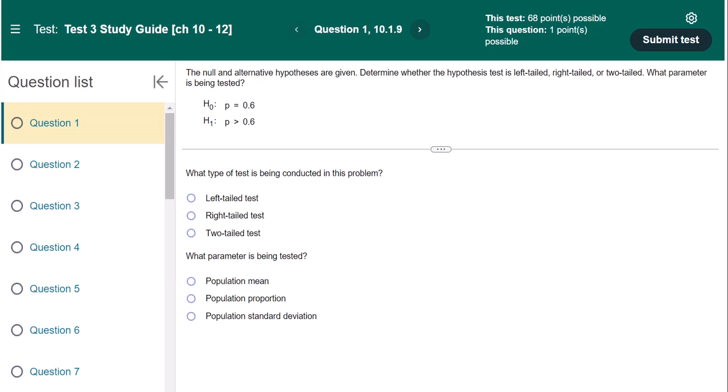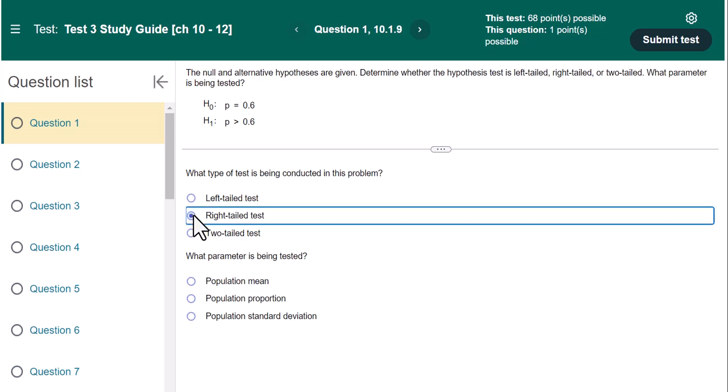In this video, I'm going to work out a solution to the questions in the study guide. First question, the null and alternative hypotheses are given. Determine whether the test is left, right, or two-tailed, and what parameter is being tested. Since you see in H1, P is greater than 0.6, a greater sign means it's a right-tail test. And what population parameter are we testing? We're testing P, which is called population proportion.